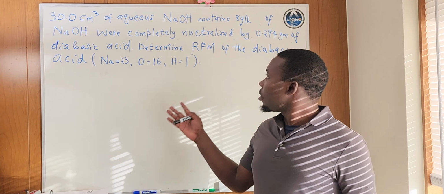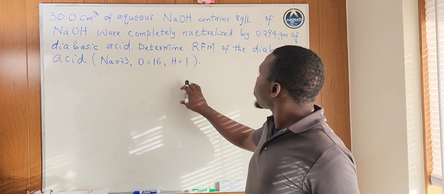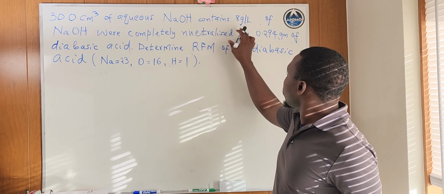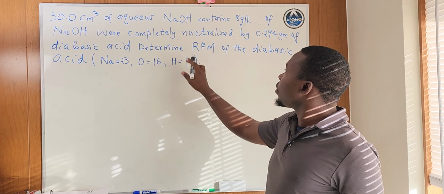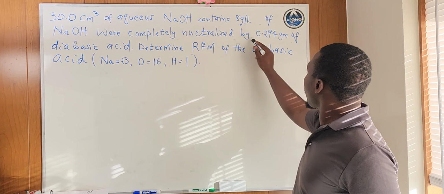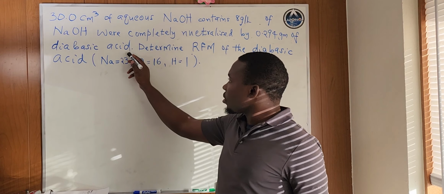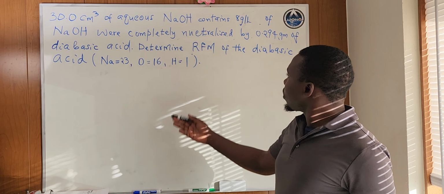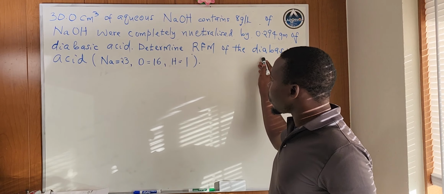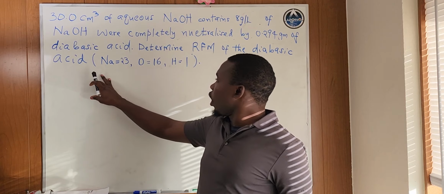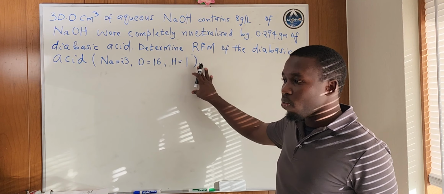The question here on the whiteboard says 30 cm³ of aqueous sodium hydroxide contains 8 grams per liter of sodium hydroxide, which is completely neutralized by 0.294 grams of dibasic acid. The question is asking us to determine the RFM of the dibasic acid, given that sodium is 23, oxygen is 16, and hydrogen is 1.